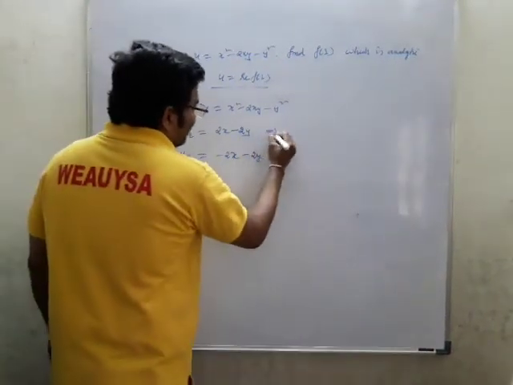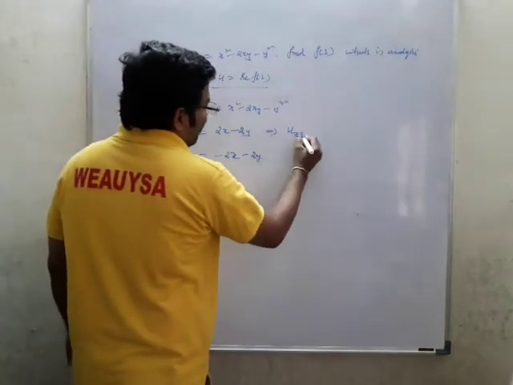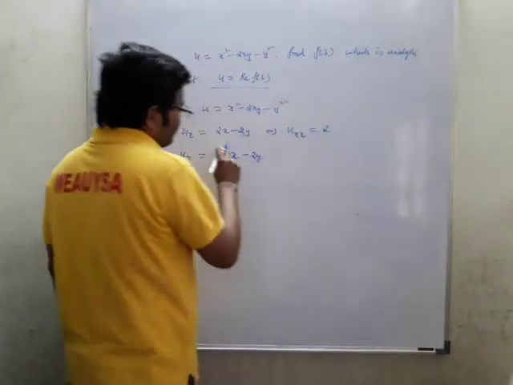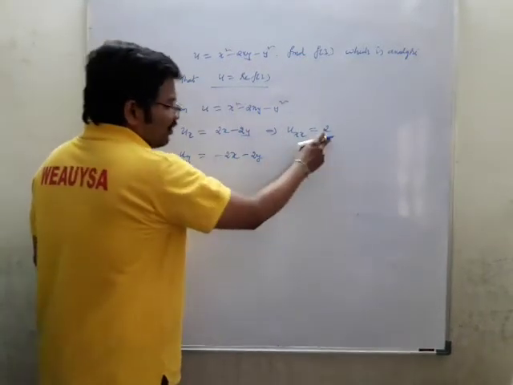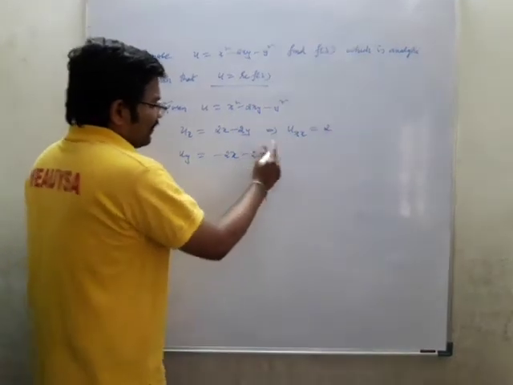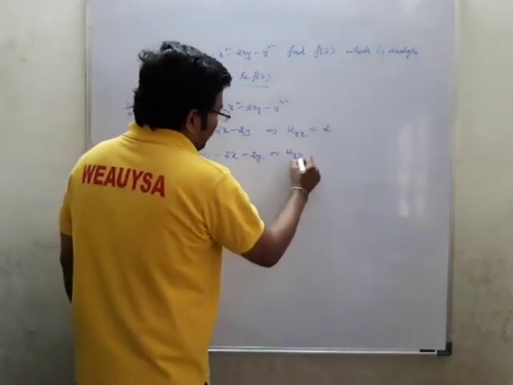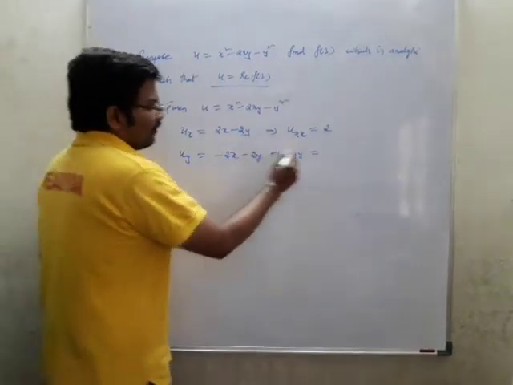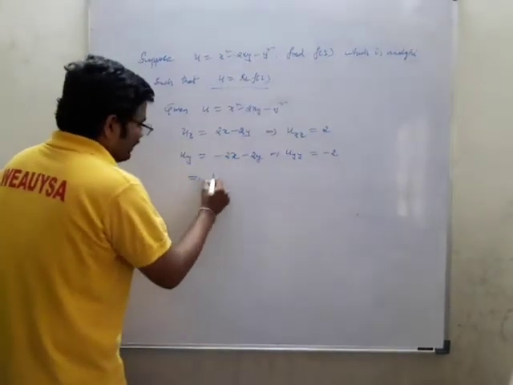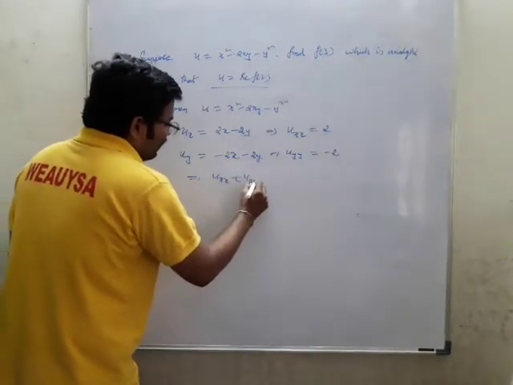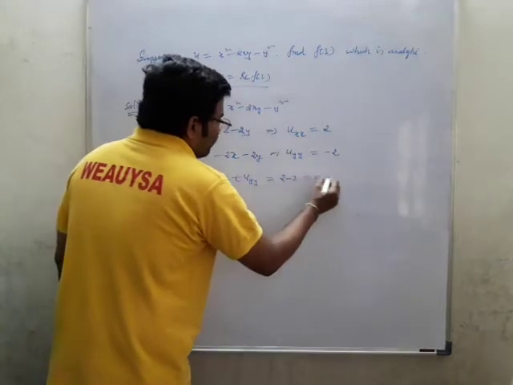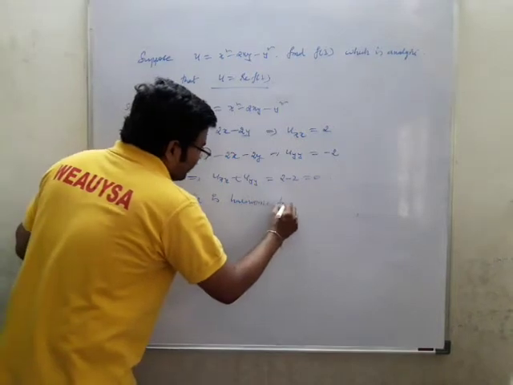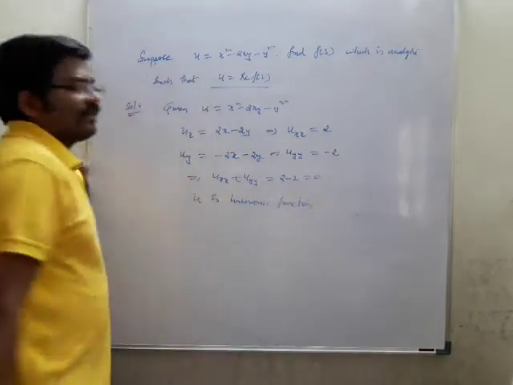So again I'll differentiate ux with respect to x. Now this is what you get: this is 2, and the remaining is 0. And uy again with respect to y, we get minus 2. Now I may write uxx plus uyy is equal to 2 minus 2 is equal to 0. So given u is a harmonic function.